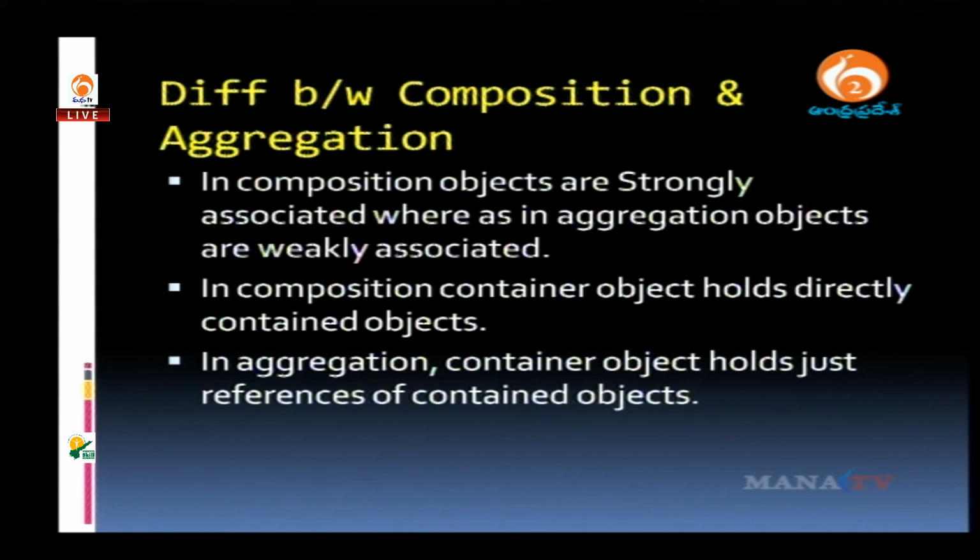In composition, objects are strongly associated, whereas in aggregation, objects are weakly associated. In composition, the container object holds the contained objects directly. In aggregation, the container object holds just references of contained objects.